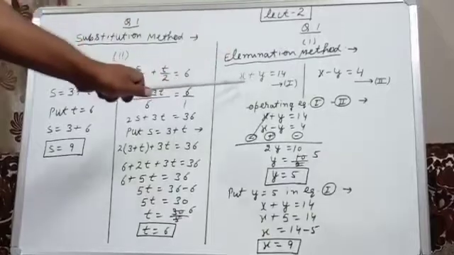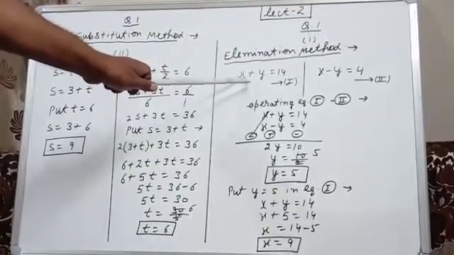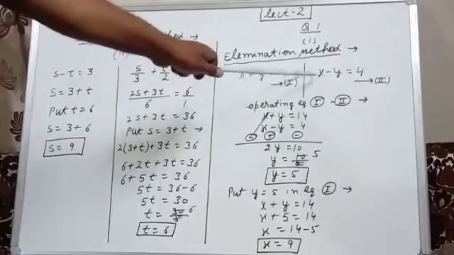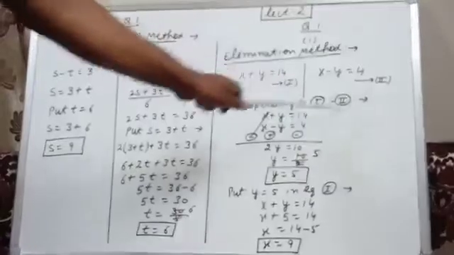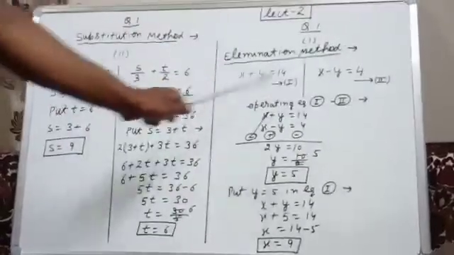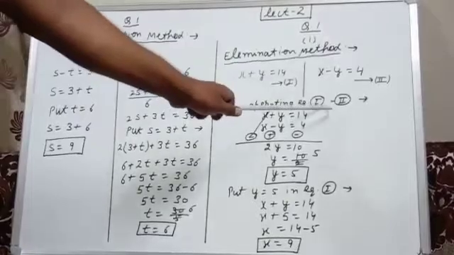Then we have to see whether the coefficient of the first variable is the same or not. Coefficient of x 1, coefficient of x 1, it is the same. So we will write operating equation first minus second. If the sign of both equations of the first variable is the same, then we will write here minus.